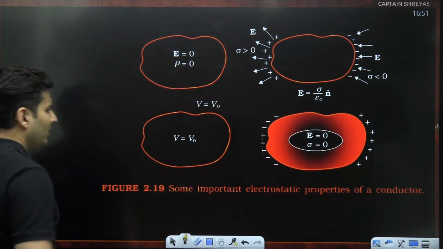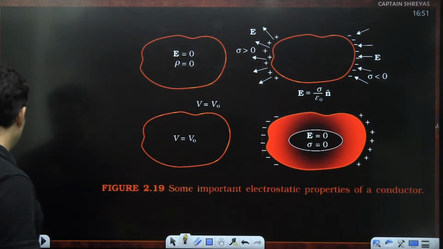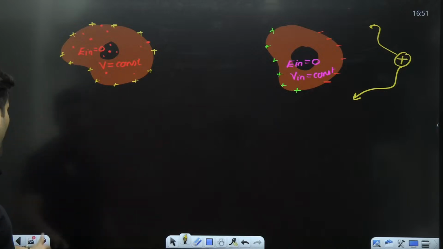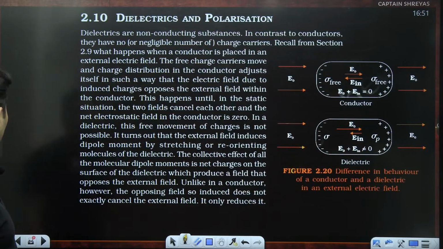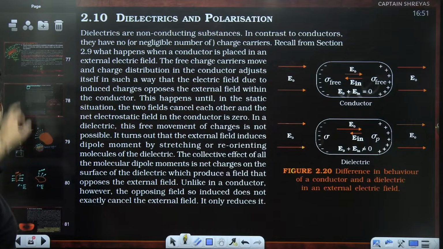They have given some common examples of electric field and potentials. Whatever we have discussed, they have put it diagrammatically over here. Okay, 2.8.3, is it? Where is it?